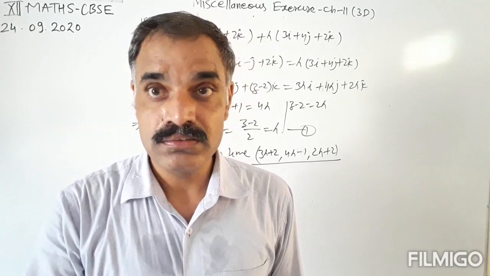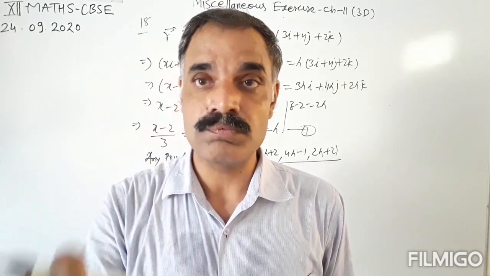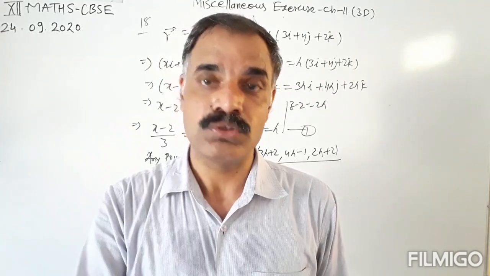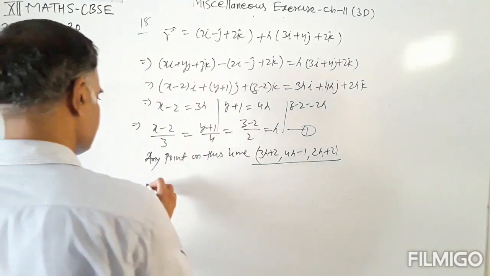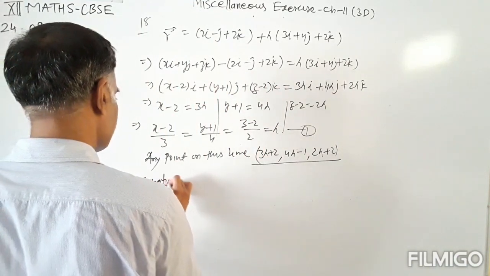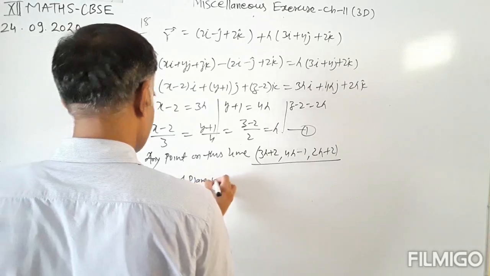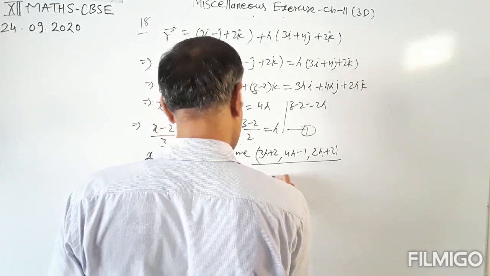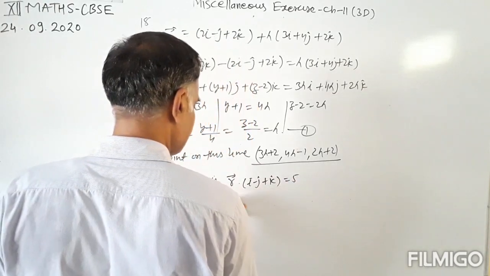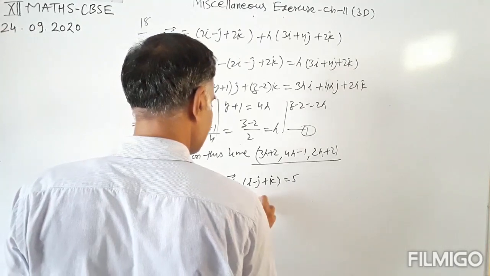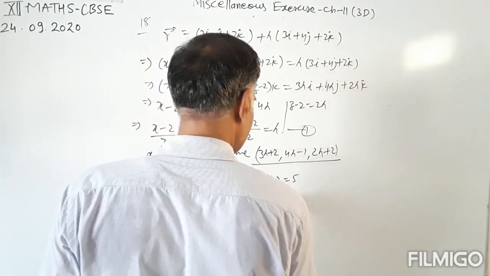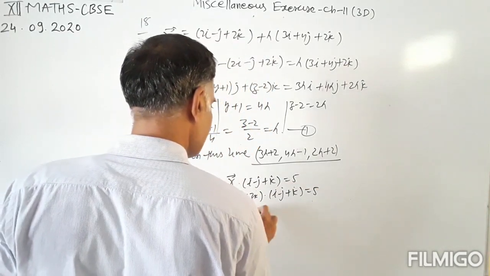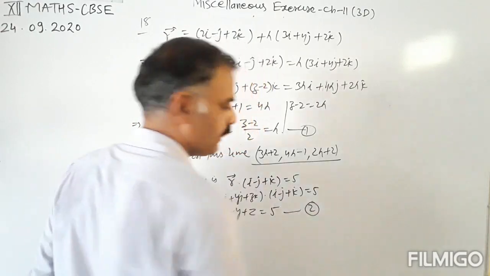Our question is to find the distance of the given point from the point of intersection of the line and the plane. So the equation of the plane is r vector dot (i cap minus j cap plus k cap) is equal to 5. R vector means x i cap plus y j cap plus z k cap, dot i cap minus j cap plus k cap, is equal to 5. So x minus y plus z is equal to 5. This is the equation of the plane.